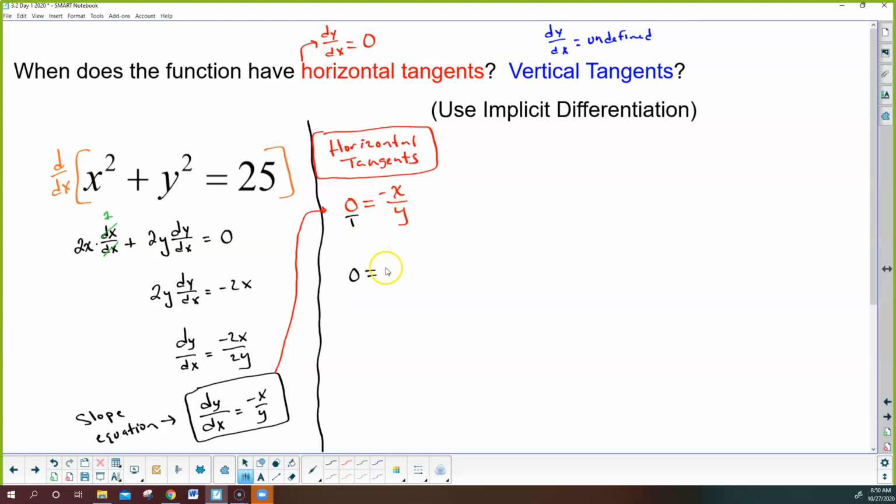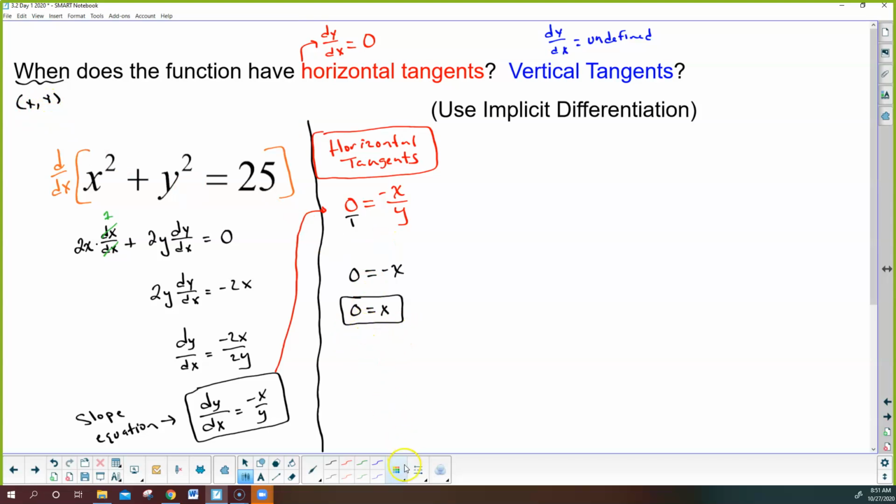So what are we really doing? We're just setting the numerator. And that's true for any derivative for horizontal tangents. You just set the numerator equal to 0. And then you solve. Well, 0 equals negative x. If I divide by negative 1, I get x equals 0. But when is referring to the point. I need to figure out what location, which is an x and a y.